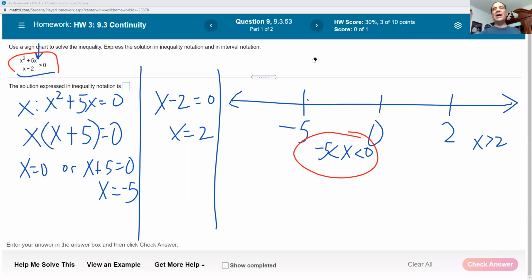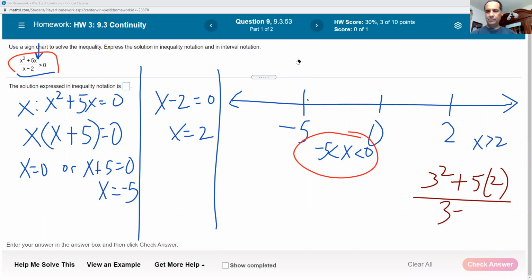Now, you're probably thinking, okay, it seems like this is every other. And yeah, for that matter, we know that if you pick a value greater than 2, it's going to make the denominator positive, but it never hurts to verify. So we will verify by picking 3. That's going to be 19 over 1, which is positive. So this solution is true.